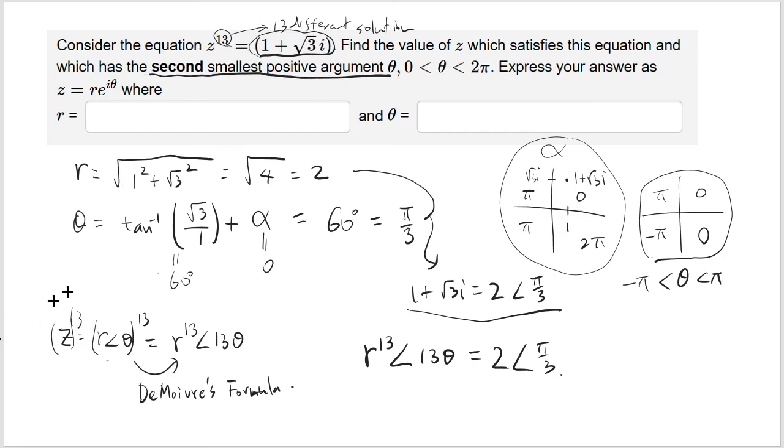But I think I figured it out now. Since r to the 13th power is 2, r must be 2 to the 1 over 13th power, whatever that is. And the angle theta would be 61 pi over 39. Yeah, so that's what it is.